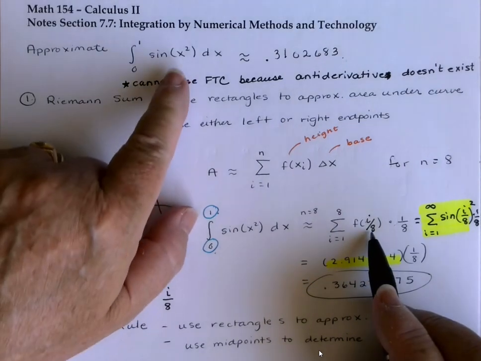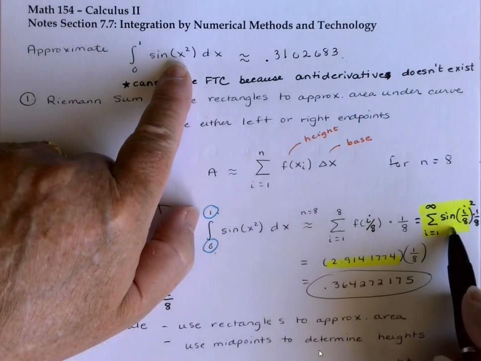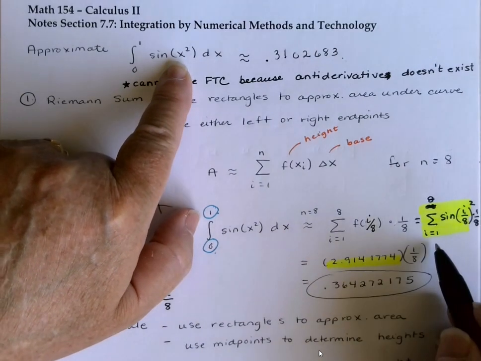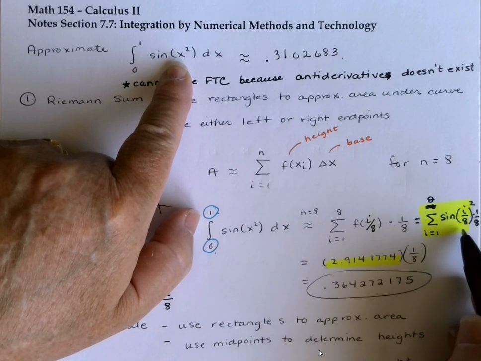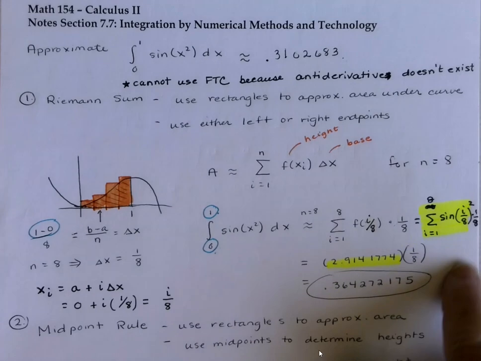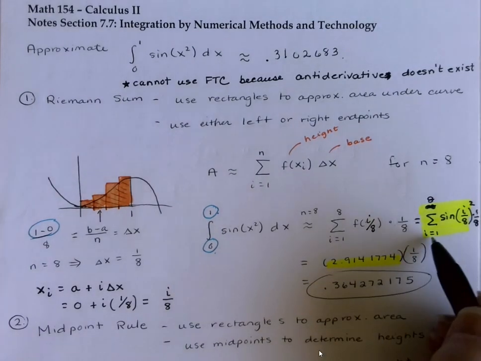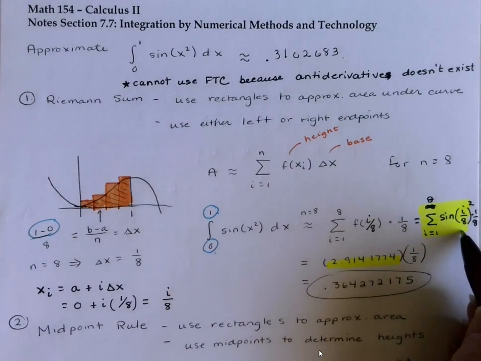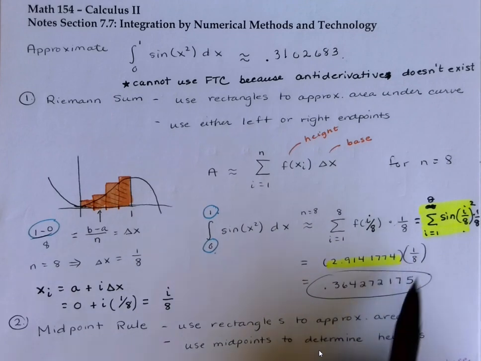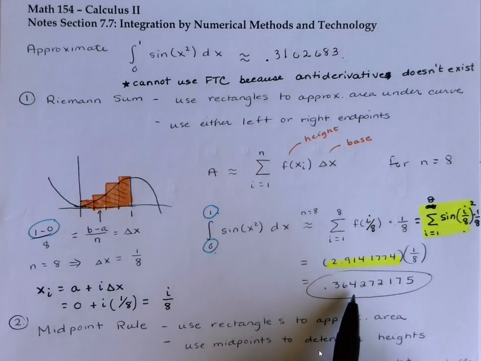Plugging that 8 back into the original function would give me, whoops, that's supposed to be an 8, not an infinity. The sum from i = 1 to 8 of the sine of (i over 8) squared times this 1/8 right here. When I did this, and I'm going to show you how to do this in just a minute, this part that I have highlighted, I actually did that sum in my calculator to get the 2.914, etc. And then I multiplied that answer by 1/8 to get my final approximation.